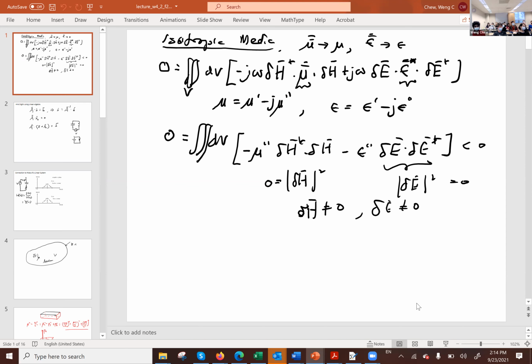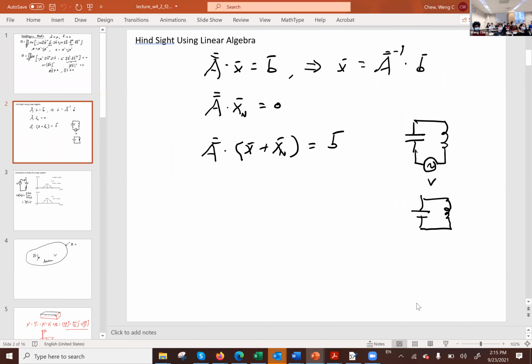So in order to make the solution in a cavity, the boundary value problem, unique, we have to put in some form of loss. Some form of loss, and that is how you can get unique solutions. Then I gave an example of an LC tank circuit. So again, all the things you learned about homogeneous solutions, the matrix algebra, translate to an algebraic solution.